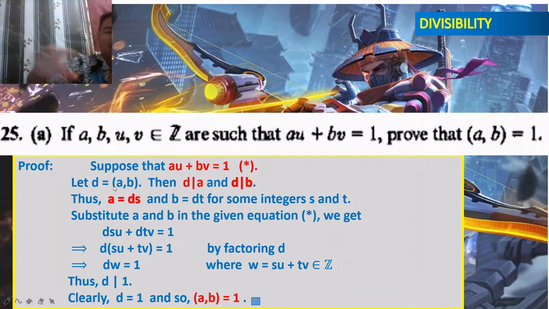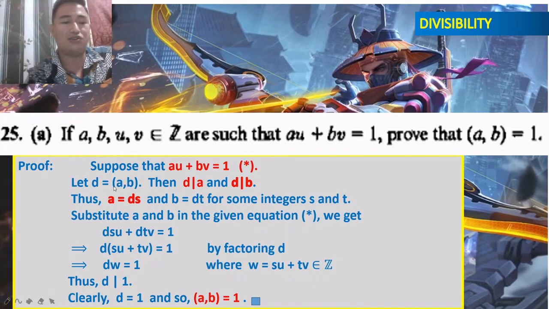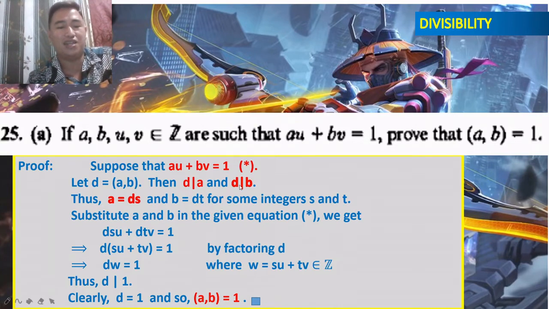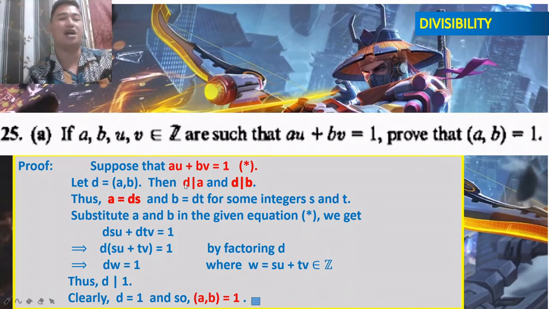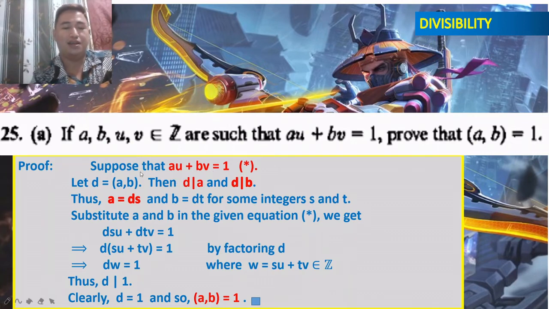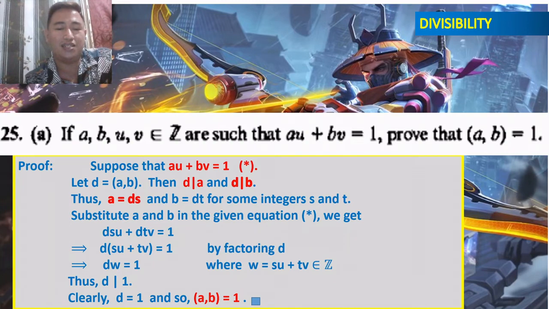Since it is the GCD, class, what can we replace D with? It is easy: if D is the GCD, then D divides A and D divides B. By definition of GCD, that is part 1. Then D divides A and D divides B. Thus, A equals DS and B equals DT for some integers S and T. Right? If D divides A then A equals DS, and if D divides B then B equals DT.